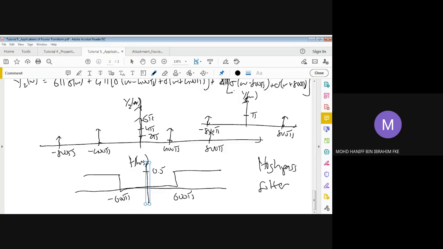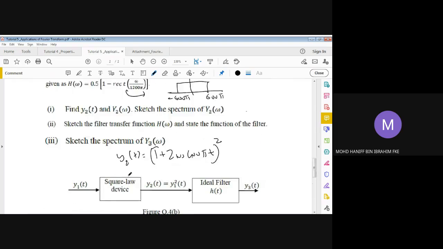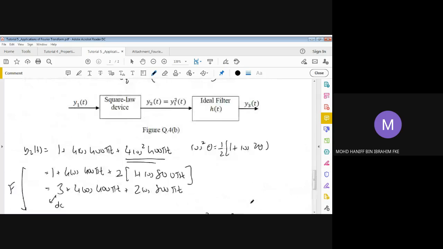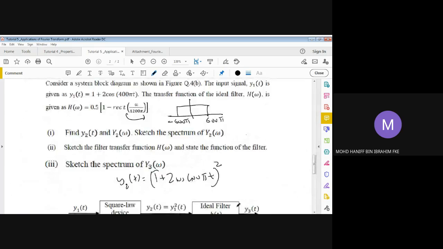So this is your Y3 omega, which is the result of a multiplication of Y2 omega and H omega. That will give us the spectrum of Y3 omega, and that answers the question. Is that understood for these questions of tutorial 5? Hopefully it's okay. So I think that's all for our tutorial session today.